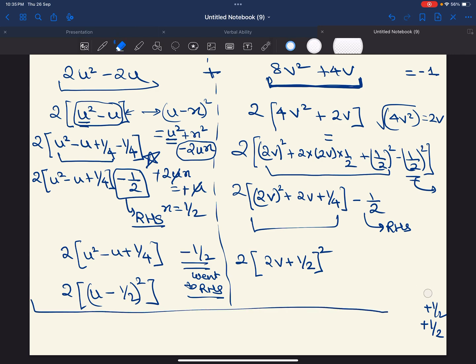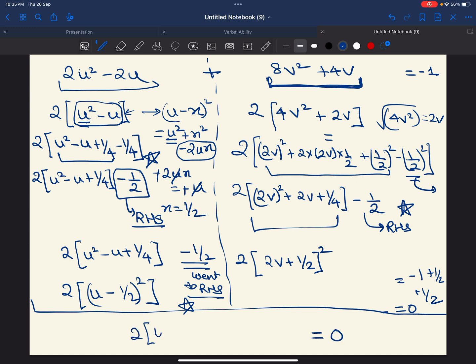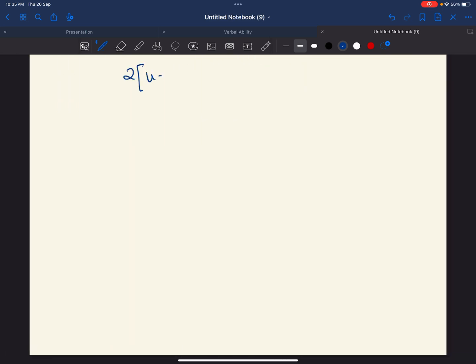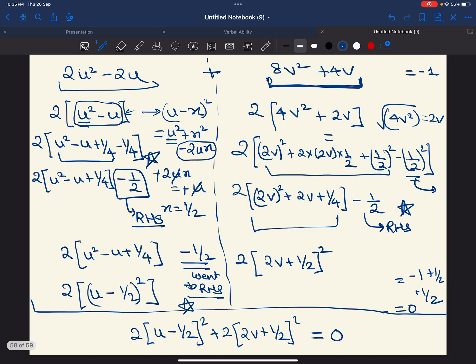Now here, if you look carefully, minus 1 plus 1 by 2 from this point and plus 1 by 2 from this point, so we get 0 as RHS. We got 2 into bracket u minus 1 by 2 whole square plus 2 into bracket 2v plus 1 by 2 whole square. Now this is something that I can work with, right? 2 into u minus 1 by 2 whole square plus 2 into 2v plus 1 by 2 whole square is 0. That is the equation that we got.